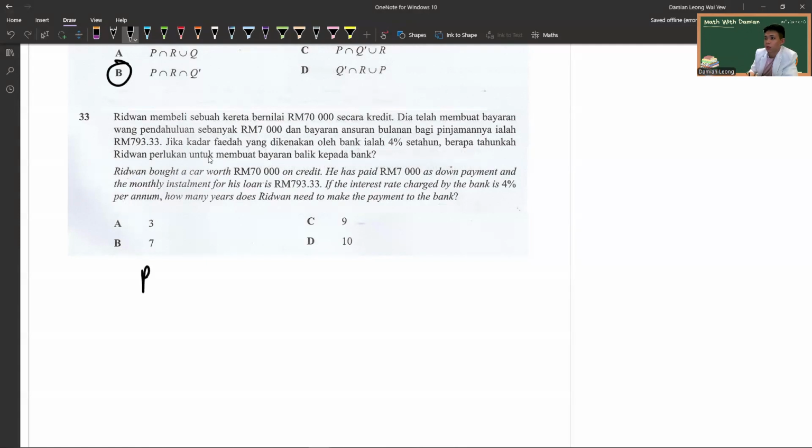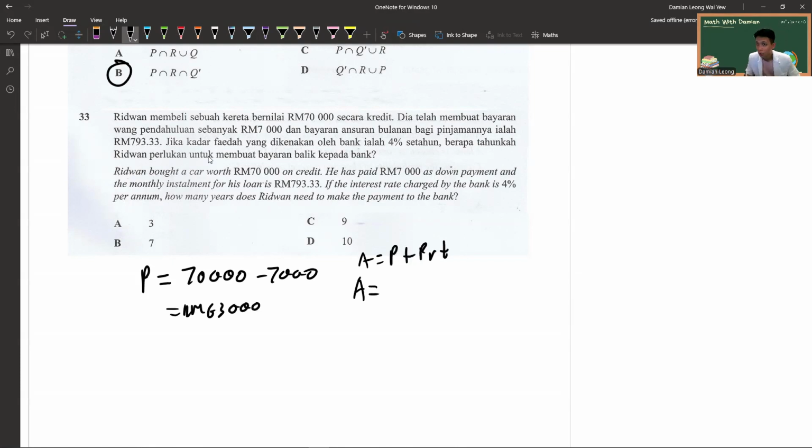So basically, his principal is not 70,000 because he paid 7,000 down payment. Principal is how much he took on the loan. So it means 70,000 minus 7,000, which is 63,000 ringgit. So we want to use P plus PRT, the total amount that needs to be paid. So that would be 63,000 plus 63,000 times interest rate 4% times time.